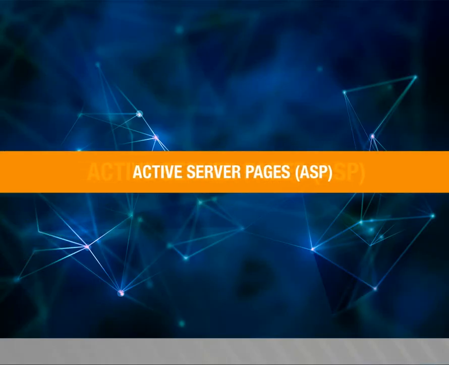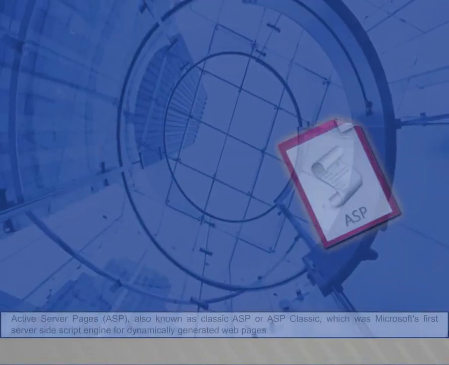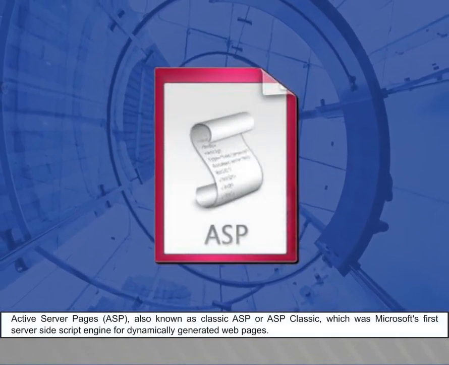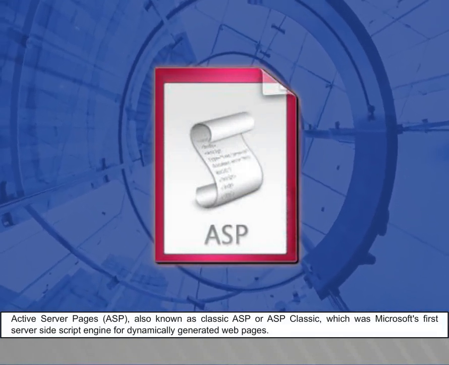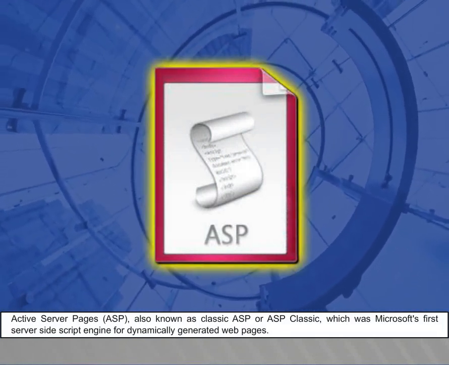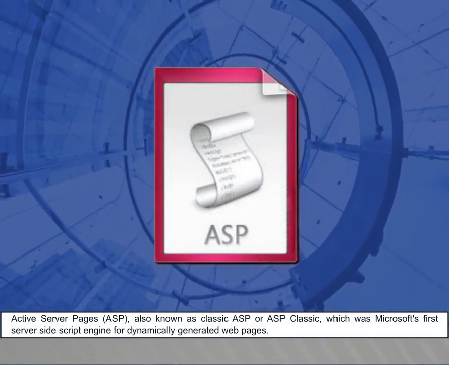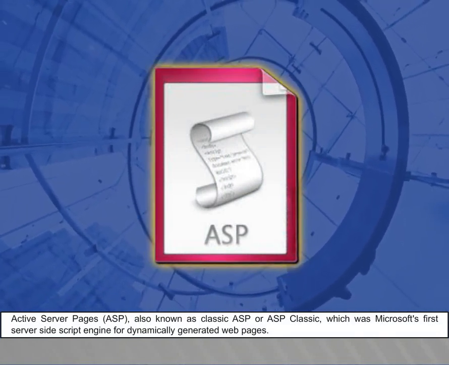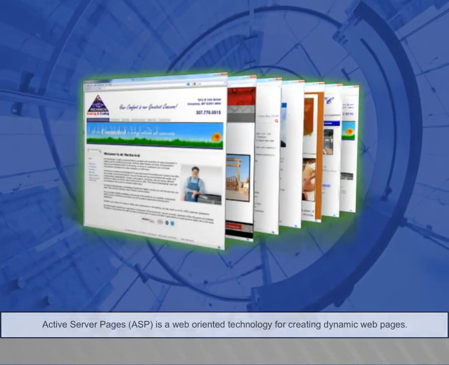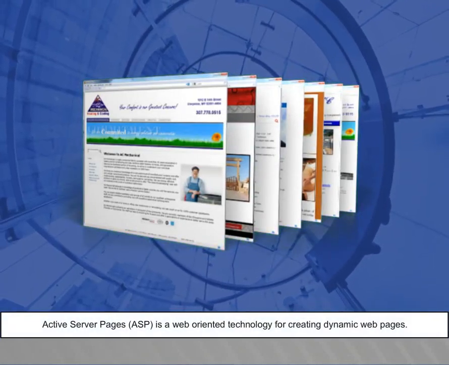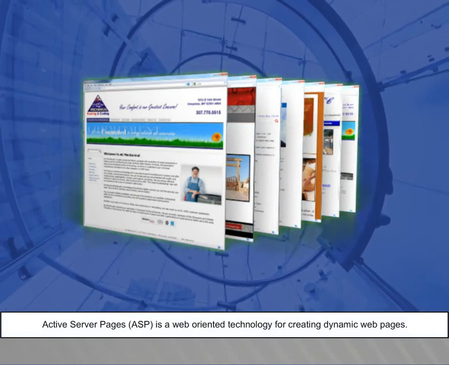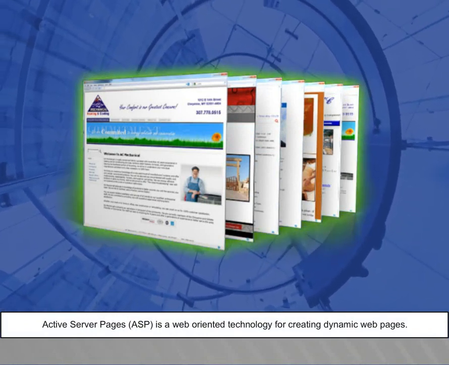Active Server Pages ASP. Now we are going to see about what is Active Server Pages ASP. Active Server Pages ASP, also known as Classic ASP or ASP Classic, which was Microsoft's first server-side script engine for dynamically generated web pages. Active Server Pages ASP is a web-oriented technology for creating dynamic web pages.